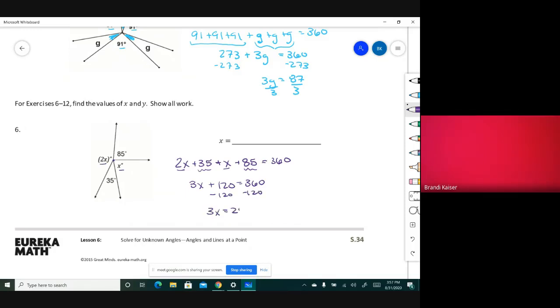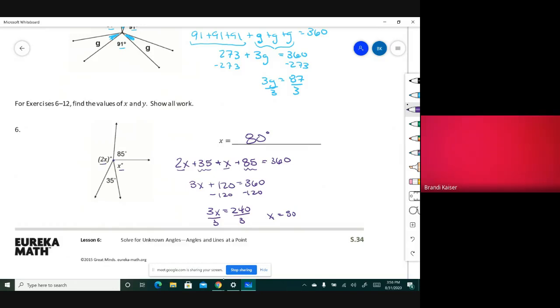3X equals 240. Divide by 3. And X would equal 80. So X in our problem is 80 degrees. Okay. Now that kind of just depends on the problem too.